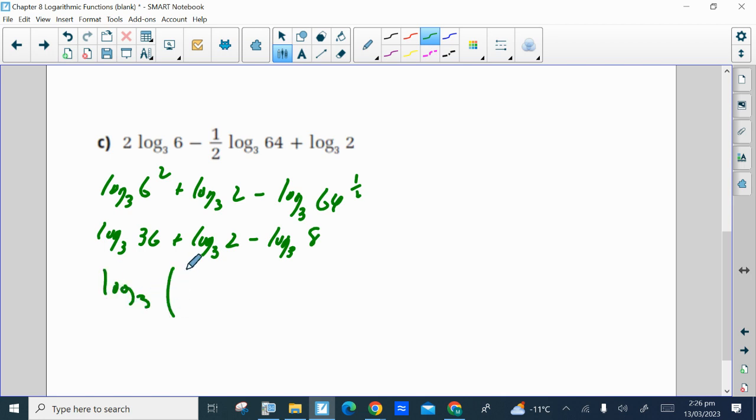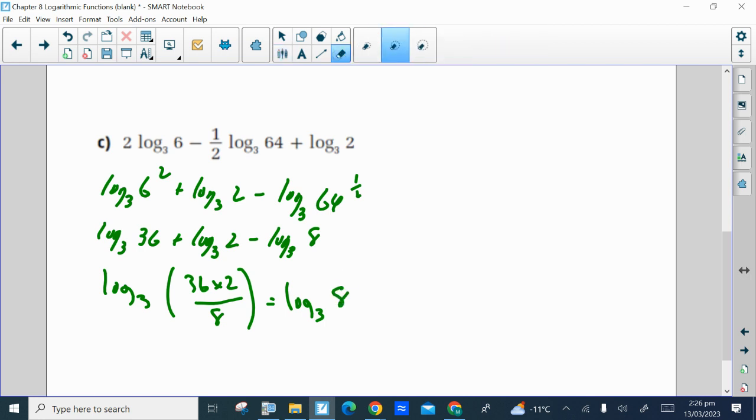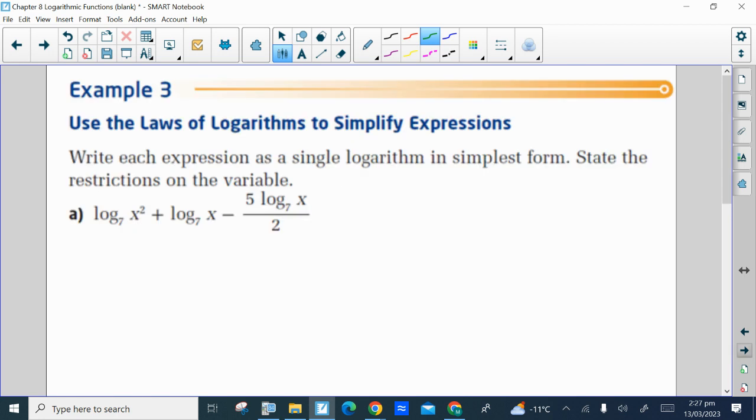And so now we can use the product and the quotient laws to combine these into one logarithm. So it'll be log base 3 of 36 times 2 over 8. That'll be log base 3 of 72 over 8, which is 9. And log base 3 of 9 is asking 3 to what power is 9. So that will be 2. Okay.